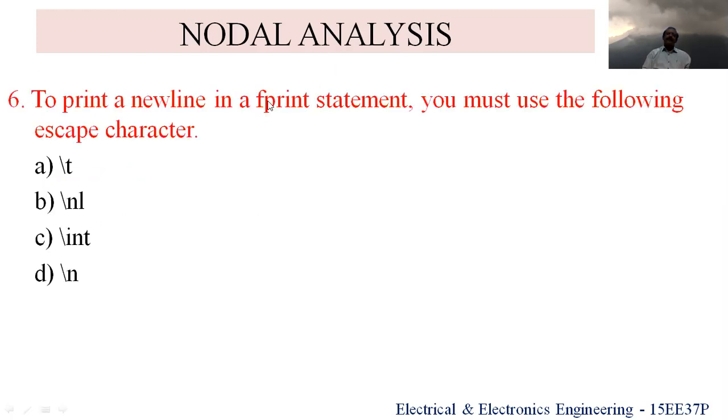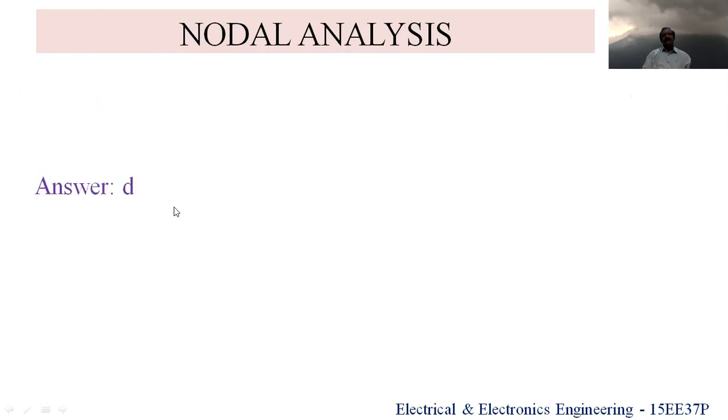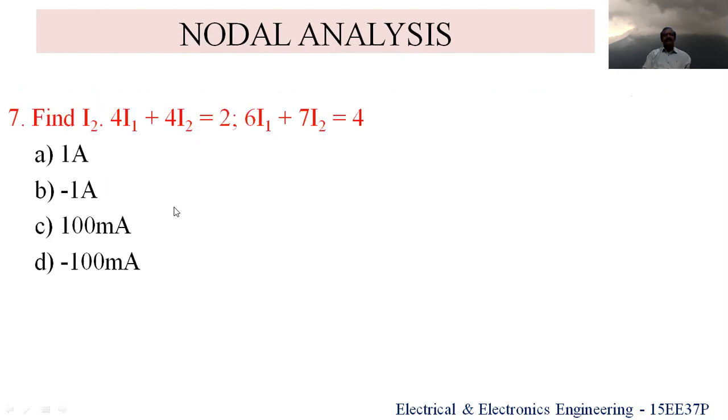To print a new line in an fprintf statement, you must use the following escape character: slash a, slash t, slash n, or slash i. You have studied this in C language. It is similar here. The answer is D, slash n.